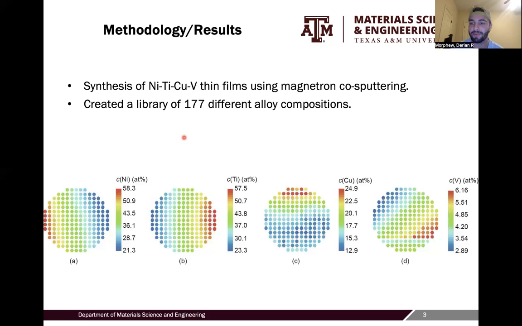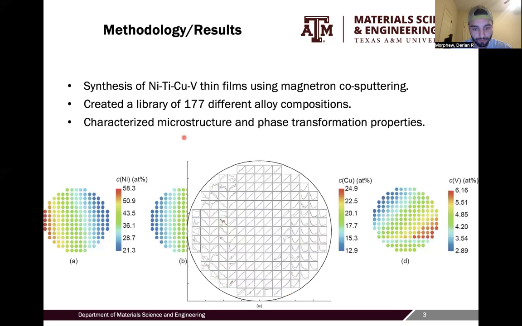In doing this, they were able to create a single wafer and look at 177 different alloy compositions. They also characterized the microstructure and phase transformation properties. One way they did that for the phase transformation properties was by looking at transformation temperatures, such as austenite start, austenite finish, martensite start, and martensite finish, which are the two phases relevant and present in these shape memory alloys. You can see in this image below each identified composition on the wafer.